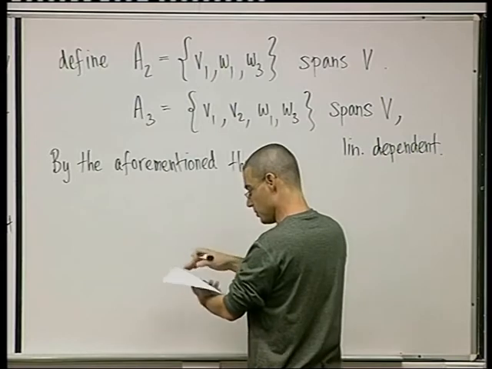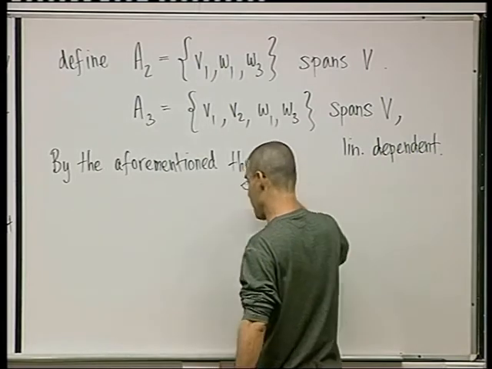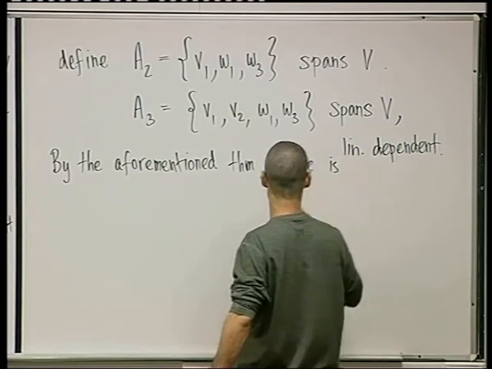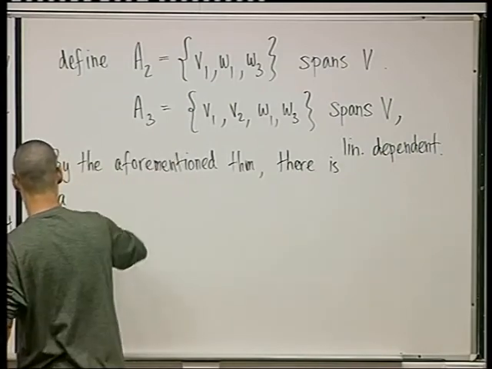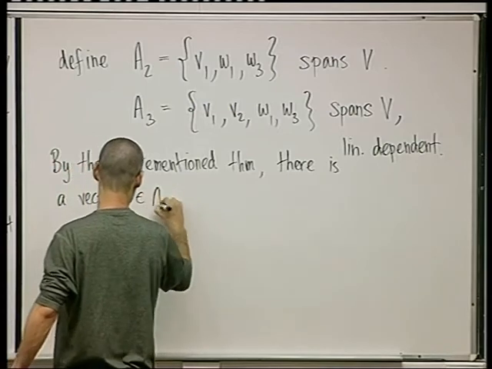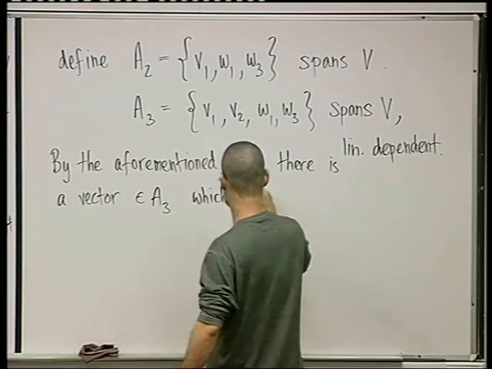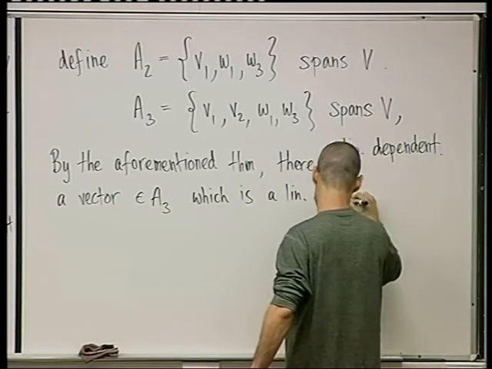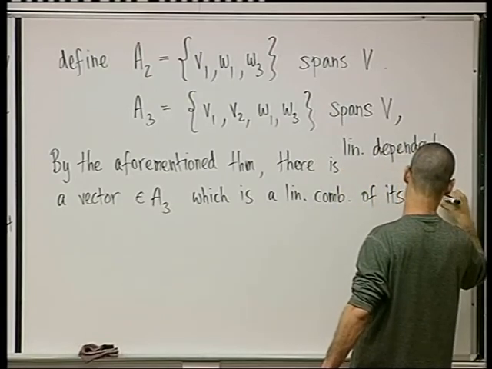Which one did I assume? Okay, so let's write. By the aforementioned theorem, there is an element, a vector belonging to A3, which is a linear combination of its predecessors.